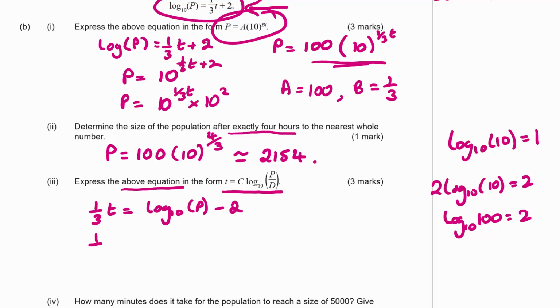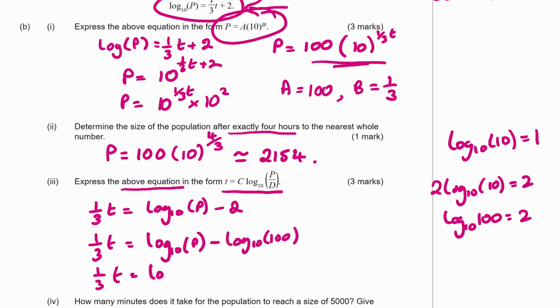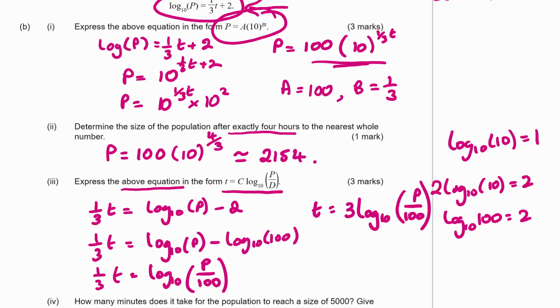So I've got 1/3 t equals log to the base 10 of p, take away log to the base 10 of 100, and therefore 1/3 t is going to be log to the base 10 of p over 100, and so finally t is going to be 3 log to the base 10 of p over 100.